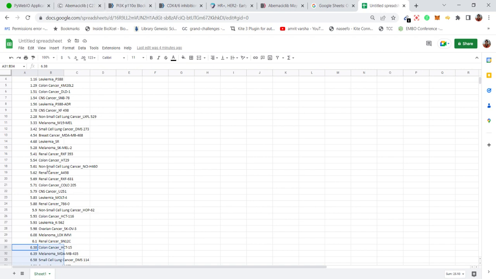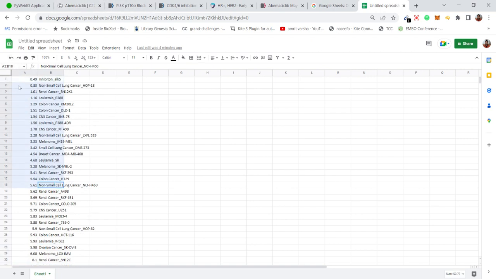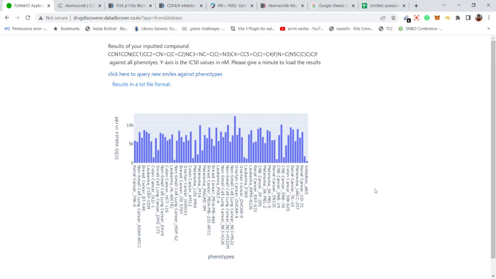So basically this gives a pharmaceutical company an idea that, instead of purchasing 75 cell lines and doing experiments on all of them, you can just focus on a subset of cell lines and do your further experiments, right? So with this we end. Thank you.